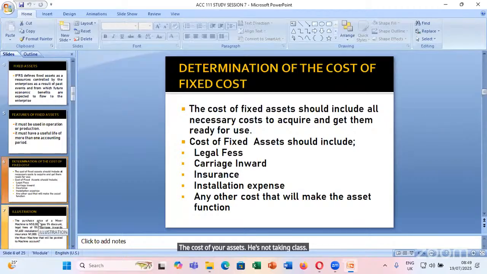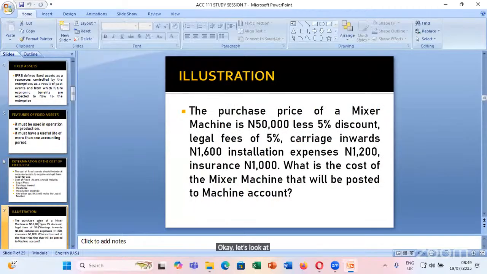Yes, sir. Let's look at an illustration. The purchase price of a mixer machine is 50,000, less 5% discount, legal fee of 5%, carriage inward of 1,600, installation expenses 1,200, insurance 1,000. Who can tell me the cost of this mixer machine? Quickly calculate it and tell me the answer. And whoever gets it will get 2 marks for it.